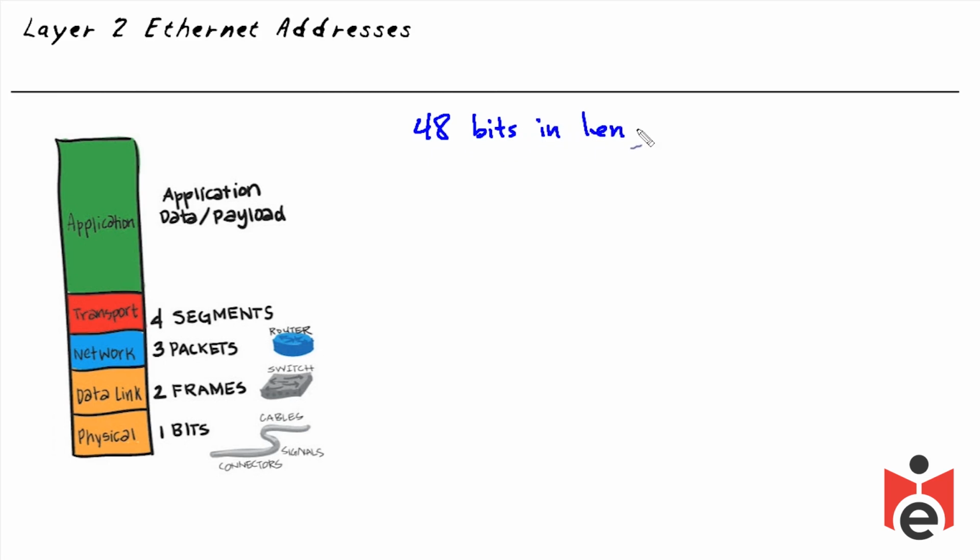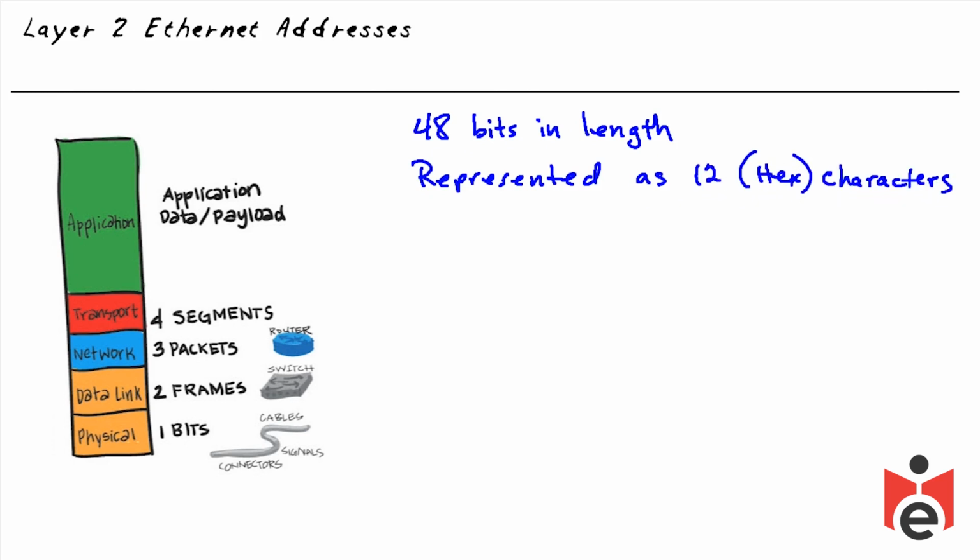But you know what? It's kind of a pain to talk about 48 bits between friends as 101100. It's just too tedious. So when we represent those where humans are going to be reading them, we're usually using hexadecimal characters, 12 hexadecimal characters to represent those 48 bits.